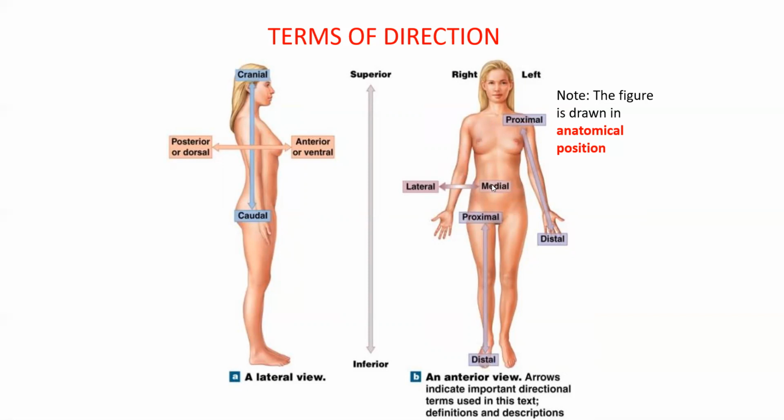When it comes to medial and lateral, the reference here is midline of the body. A structure that's located towards the midline of the body is going to be a more medial structure, whereas a structure that's going to be located further away from the midline of the body is going to be a more lateral structure.